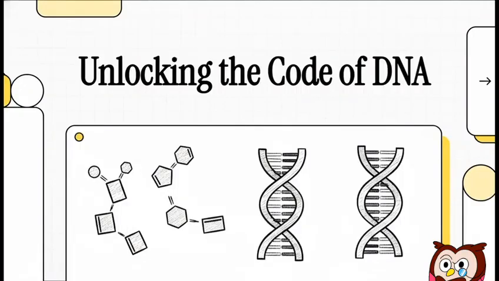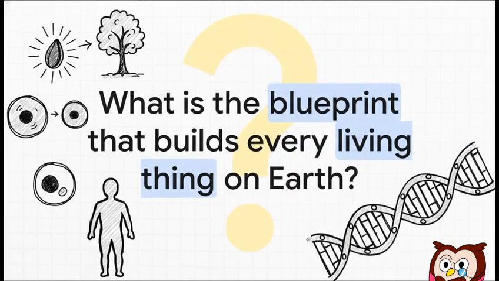Have you ever thought about the fact that there's an instruction manual for building, well, you? Everything from your eye color to how your body works is written in a language that, believe it or not, only has 4 letters. So in this explainer, we're going to decode that language and check out the amazing structure of DNA. So let's start with the biggest question of all.